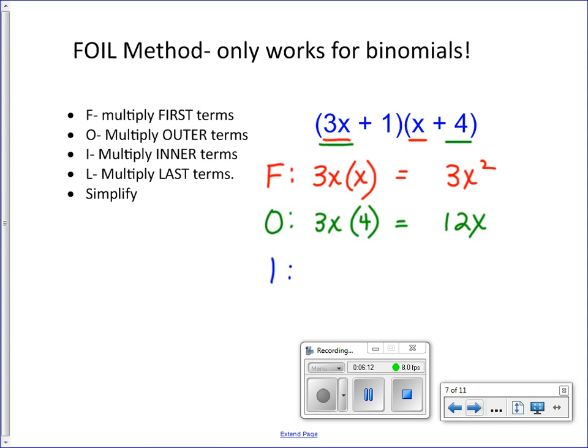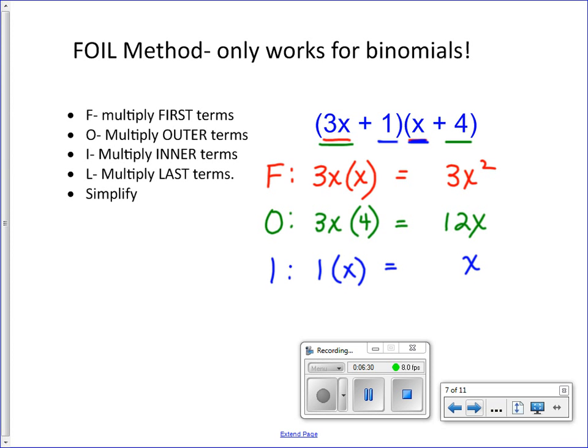I stands for inner, and our two inner terms are the 1 and the x. When the binomials are placed side by side, they're going to be the ones in the middle. So 1 times x is 1x.